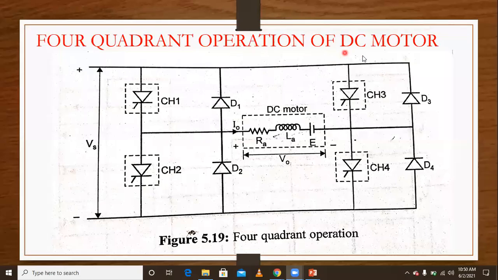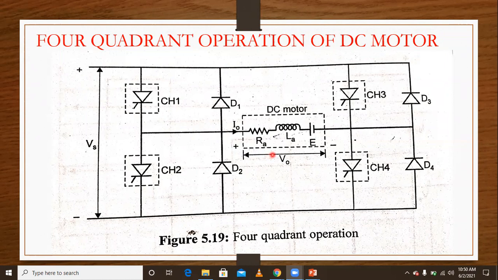Four quadrant operation of DC motor. This is called four quadrant operation of DC motor. Here it is operating in the first quadrant, second, third, and fourth. Four regions it is operating: first quadrant operation, second quadrant, third quadrant, and fourth quadrant. These are called forward motoring mode, forward braking mode, reverse motoring mode, and reverse regenerative braking.